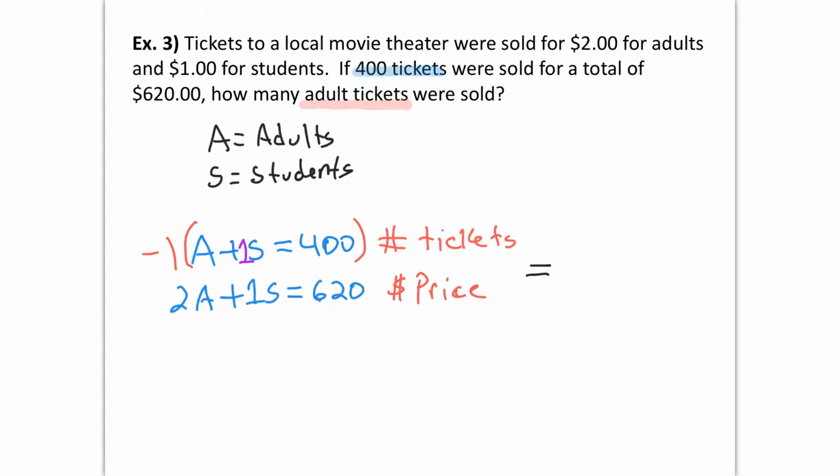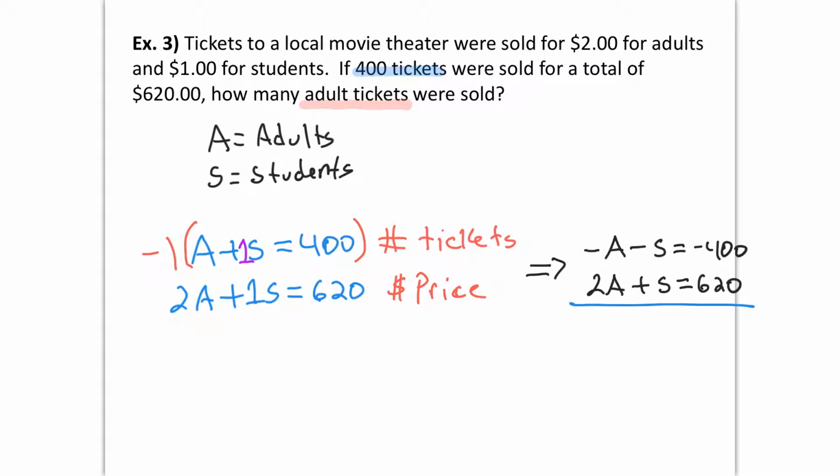So now, let's go ahead and do the top. I'm going to distribute the negative 1. So that's going to give me a negative a minus 1s equals negative 400. And the bottom says the same, 2a plus 1s equals 620. Notice I'm not using the 1 next to the s. We don't need it, but we know there's a 1.